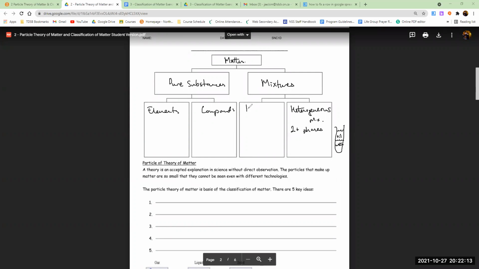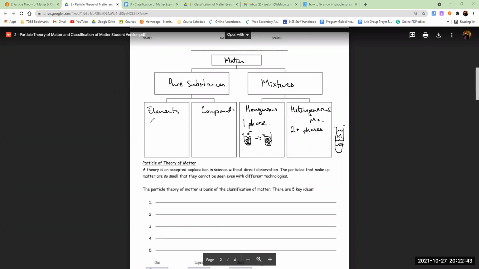The last category is homogeneous. We know that it's a mixture, but you only see 1 phase or 1 body. One example is salt water. If I have water and I add salt in it, salt might go to the bottom, but sooner or later it's going to dissolve and you actually just see 1 phase. You don't see the crystals of salt suspended throughout the water. It's dissolved in. So that's a homogeneous mixture.